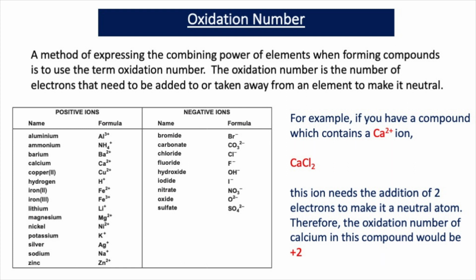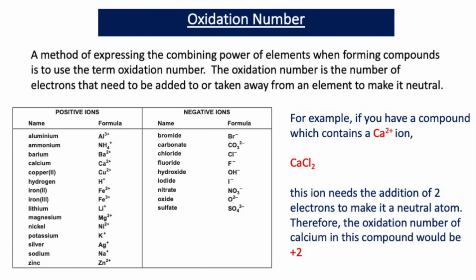So for example, if we have the compound calcium chloride, CaCl2, this is made up of Ca2+ ions, calcium ions. It's also made up of Cl- ions, chloride ions. And this Ca2+ ion in calcium chloride needs 2 electrons to make it a neutral calcium atom. Therefore, we say that the oxidation number of calcium in this compound would be +2.